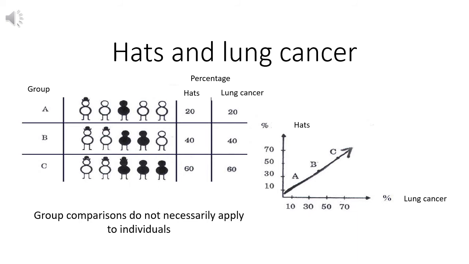In group B, 2 people wear hats and 2 people have lung cancer. So again, 40% of the population wear hats and 40% of the population have lung cancer. In group C, 3 people wear hats and 3 people have lung cancer. That means 60% of the population wear hats and 60% of the population have lung cancer.